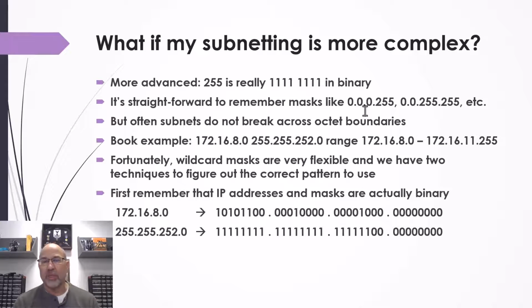Now, what if the subnetting is more complex? Breaking across the octet boundaries is pretty straightforward, right? If we do an address space, 0.0.0.255. If we do a larger address space, like a class B size, 0.0.255.255, and so on. But it's very common, of course, that subnets don't break across the octet boundaries. And so you can use the very flexible wildcard mask to put in any pattern that you want.